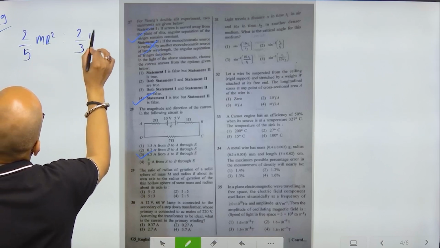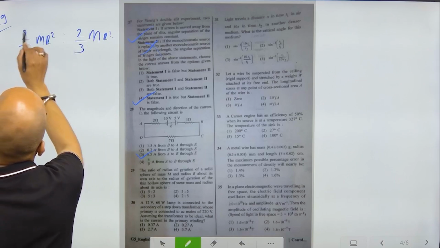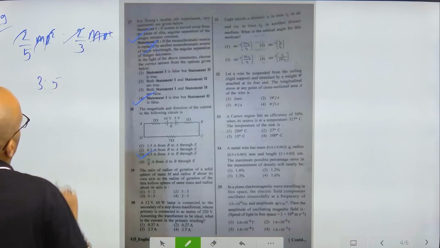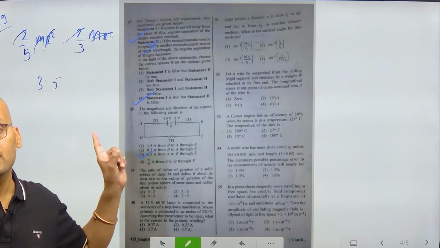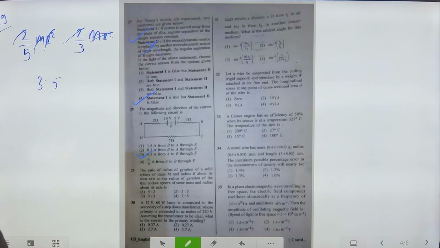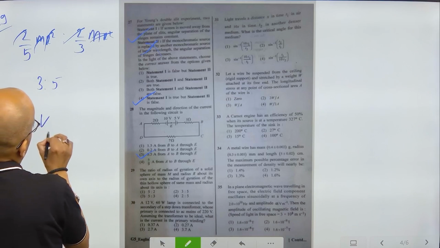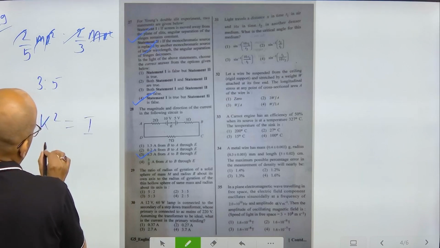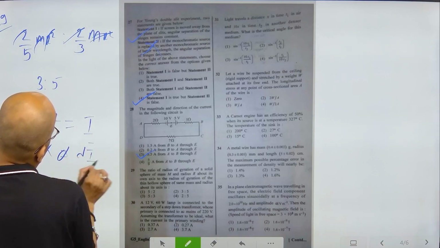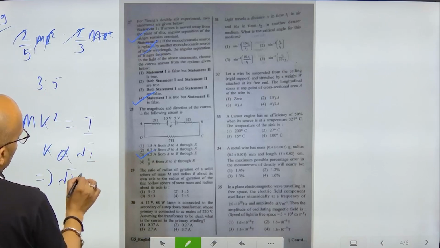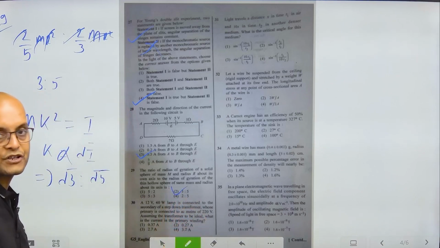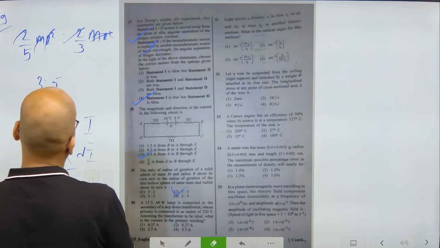2 upon 3 Mr square. 2 cancelled, r square, M, all these cancelled. So 3 is to 5. But this is the ratio of moment of inertia. It is not talking about moment of inertia. It is talking about radius of gyration. So Mk square is equal to I. So k will be, M is constant, forget it, directly proportional to root I. So answer will be root 3 upon root 5, but it is not given in the question. So I think this will be a bonus question. Anyway.